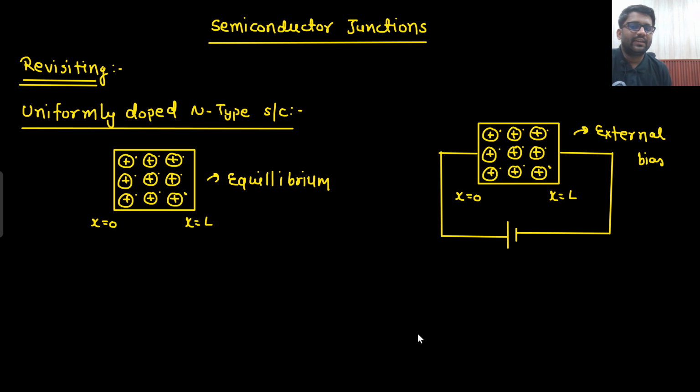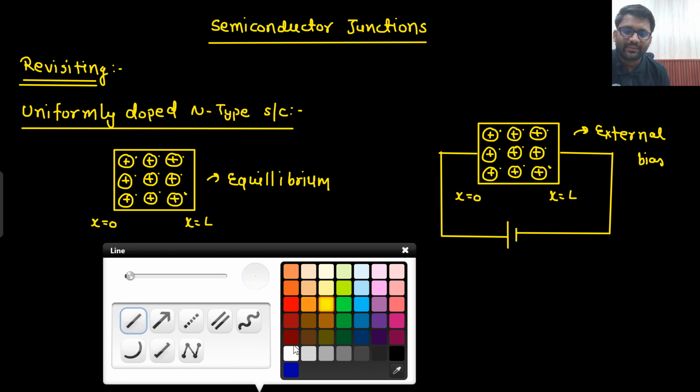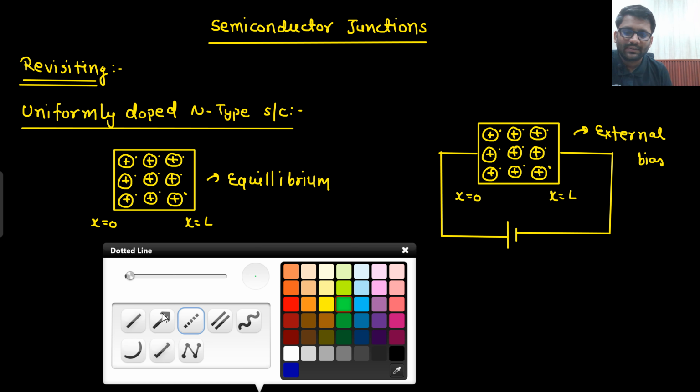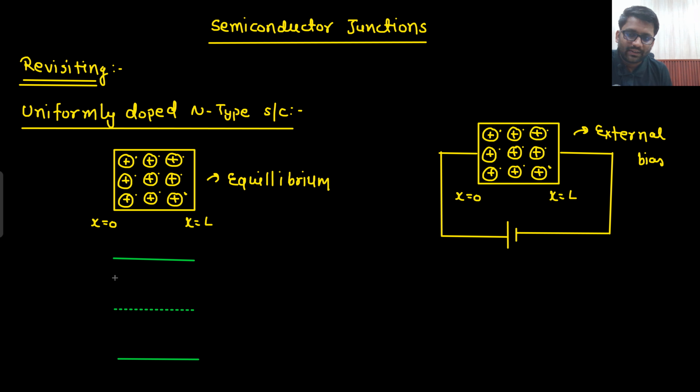So we have studied this uniformly doped n-type semiconductor. What was the energy band diagram for this one? This was at equilibrium. What do you mean by uniformly doped? The doping has been done uniform. From x equals 0 to x equals L, the doping is uniform, right? So what kind of energy band diagram were you getting? Sir, very simple. I was having EC, valence band, and in between I was having the intrinsic Fermi level. And sir, since it is an n-type semiconductor, our Fermi level would be nearer to the conduction band. So conduction band, valence band, intrinsic Fermi level, and EFN, right?